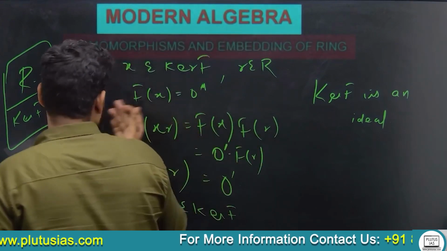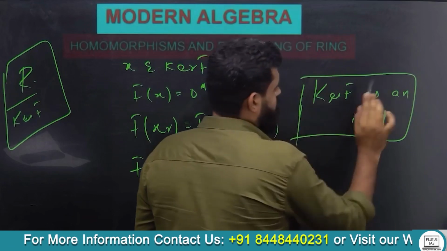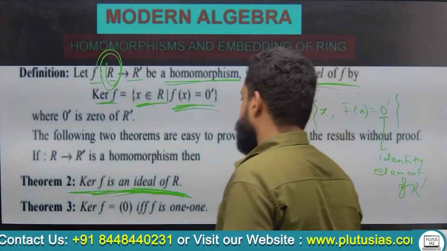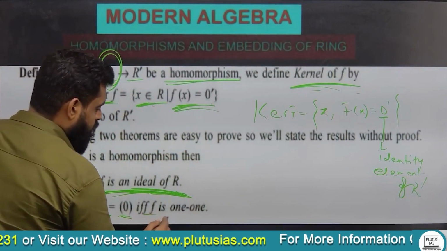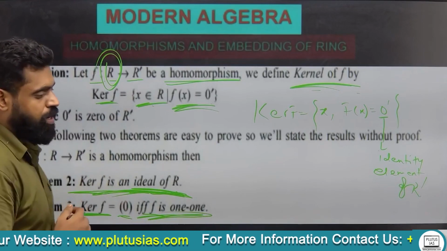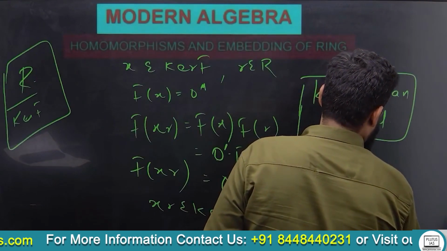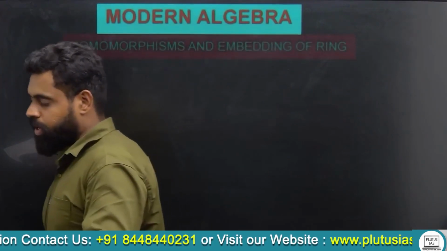So this is the kernel. This question comes in a 10 marker in your examination, to show that kernel f is an ideal. And now there's another thing, that is a theorem: kernel f is the identity if and only if f is one-one. If and only if f is one-one. We have to show that.